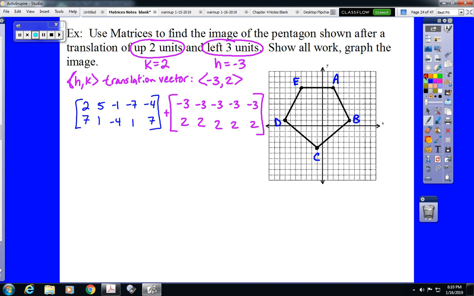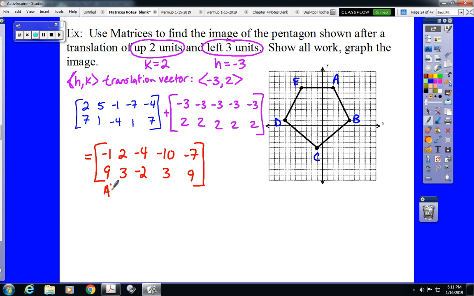Then we go through and we add those values up. So we have 2 plus negative 3, which is negative 1. 5 plus negative 3, which is 2. Negative 1 plus negative 3 is negative 4. Negative 7 plus negative 3 is negative 10. Negative 4 plus negative 3 is negative 7. 7 plus 2 is 9. 1 plus 2 is 3. Negative 4 plus 2 is negative 2. 1 plus 2 is 3. 7 plus 2 is 9.